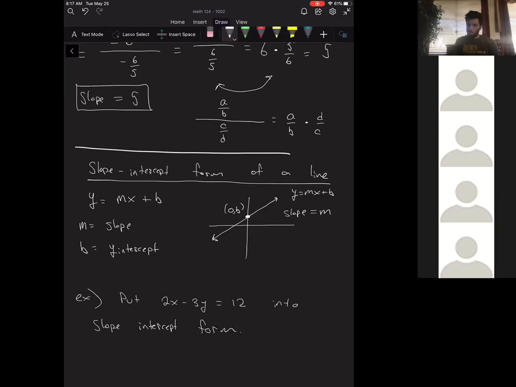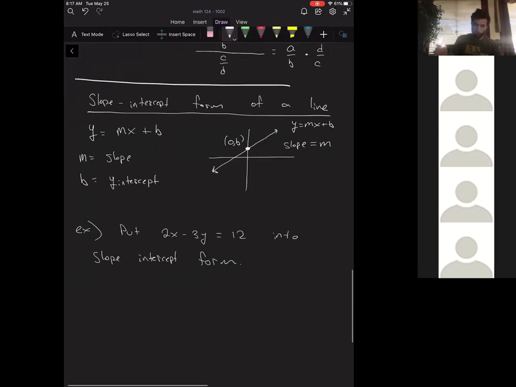So right now, this is not in slope-intercept form. Slope-intercept form has to look like this. We need y on one side of the equal sign, and then just a number times x plus just another number b on the other side. So right now we have x and y on the same side. There's a number multiplied by the y. So we need to turn this.